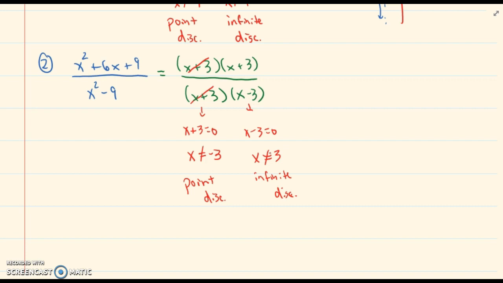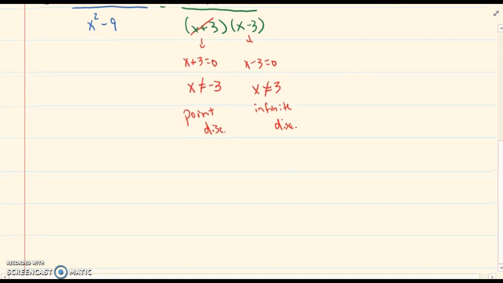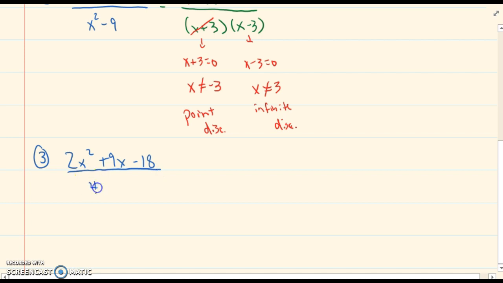All right, one more. Let's make this one a little bit more complicated. So this third one here, we've got 2x squared plus 9x minus 18 over 4x squared minus 6x. Looking in the numerator, I don't have a greatest common factor. There's nothing I can take out of both of those, so I can't really do much with that. In the denominator, though, I do appear to have a greatest common factor.